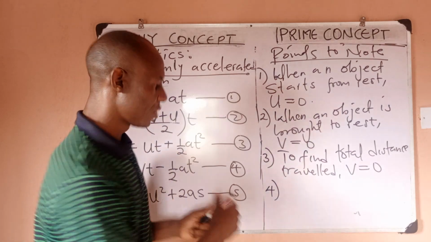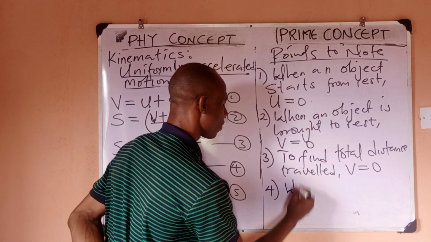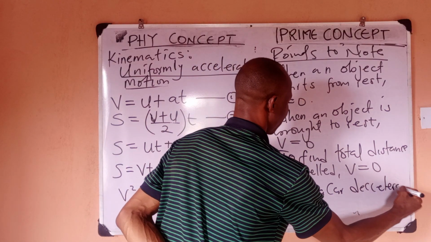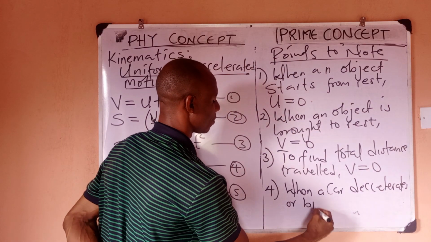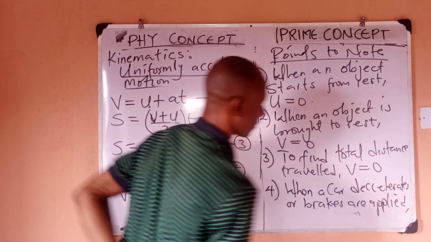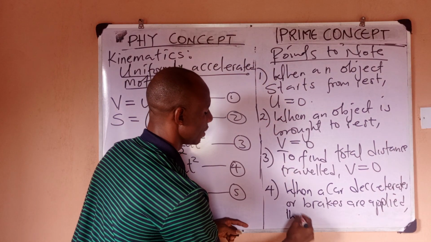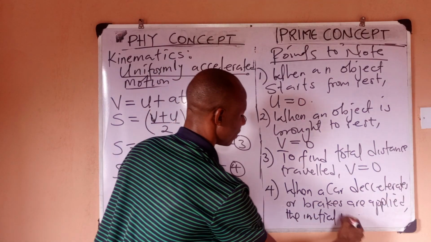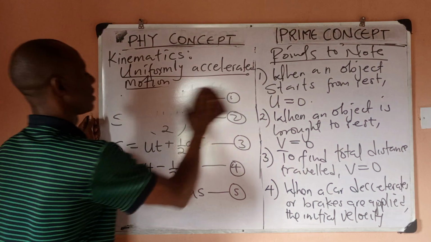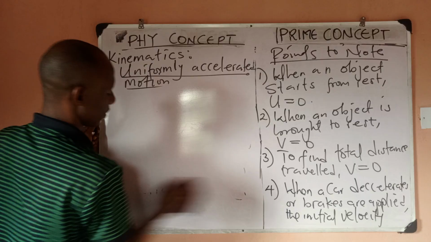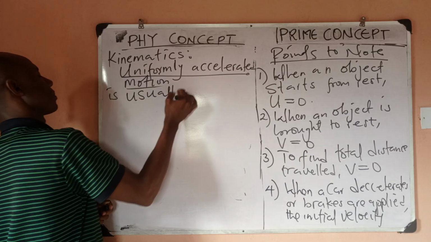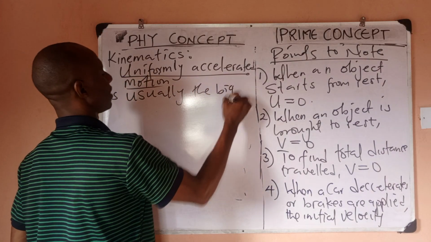Final velocity. Let me write it so that it will be clear to you. When a car decelerates or brakes are applied, the initial velocity is usually the bigger value.